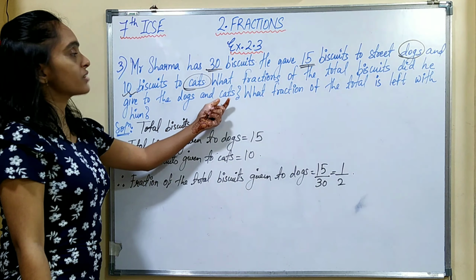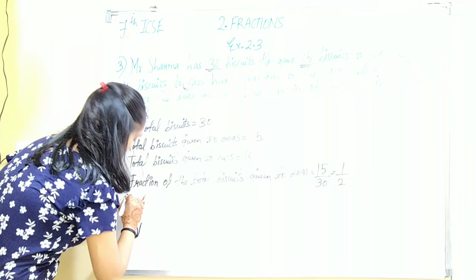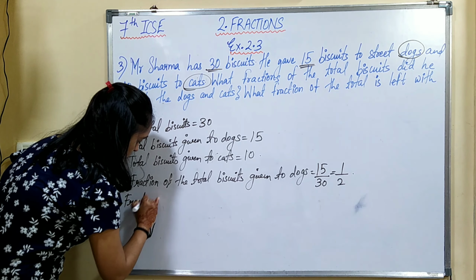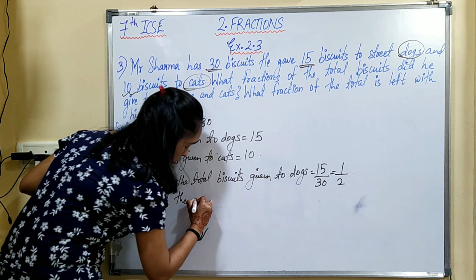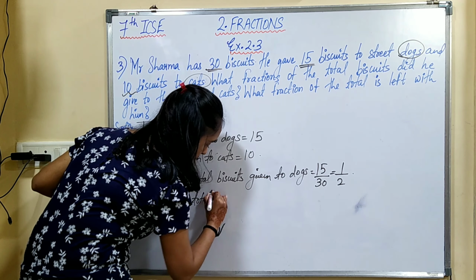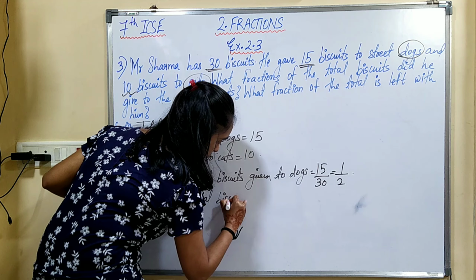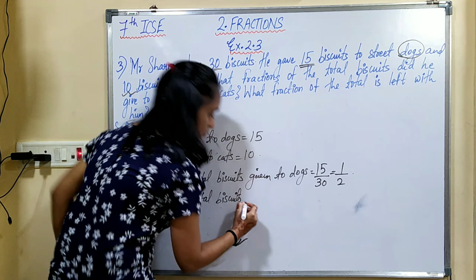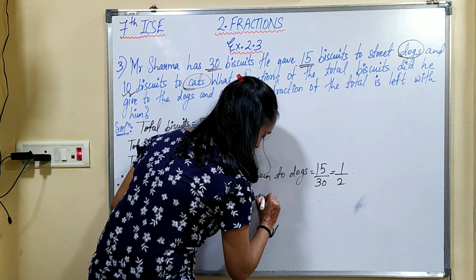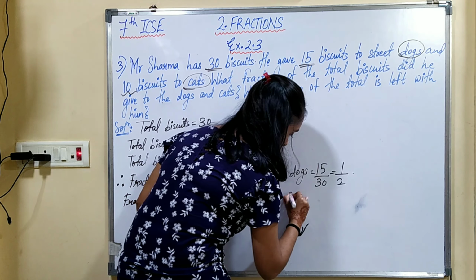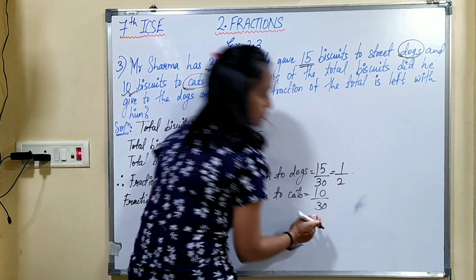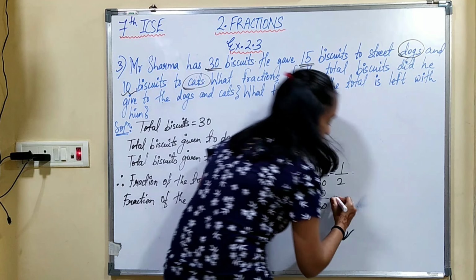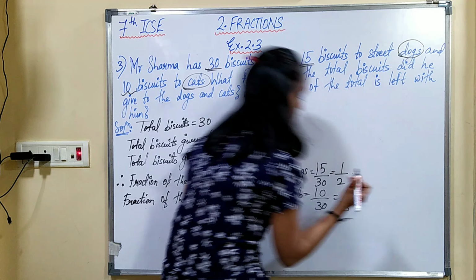Similarly, the fraction for cats. Fraction of the biscuits, of the total biscuits given to cats will be 10 upon 30. So 0, 0 goes off, you are left with 1 upon 3.